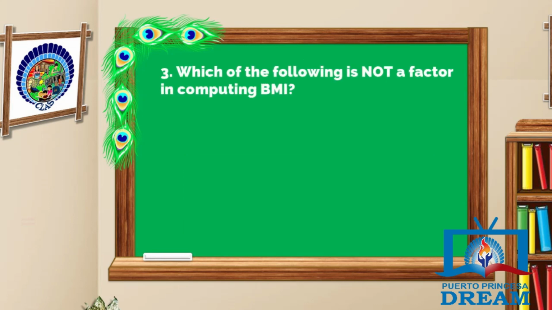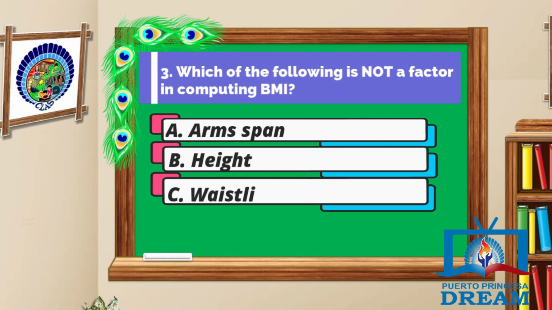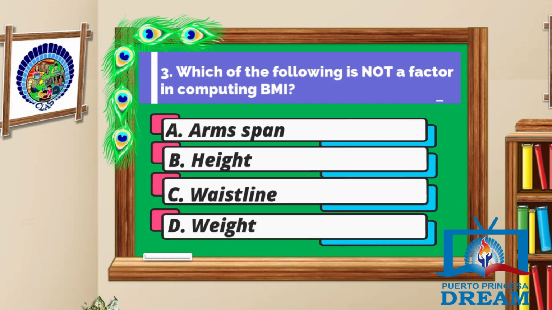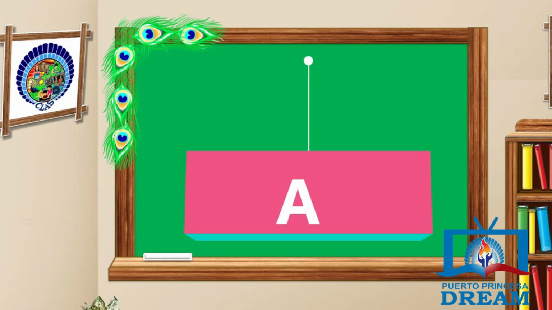Number 3. Which of the following is not a factor in computing BMI? A. Arm span. B. Height. C. Waistline. D. Weight. And the correct answer is letter A, arm span.